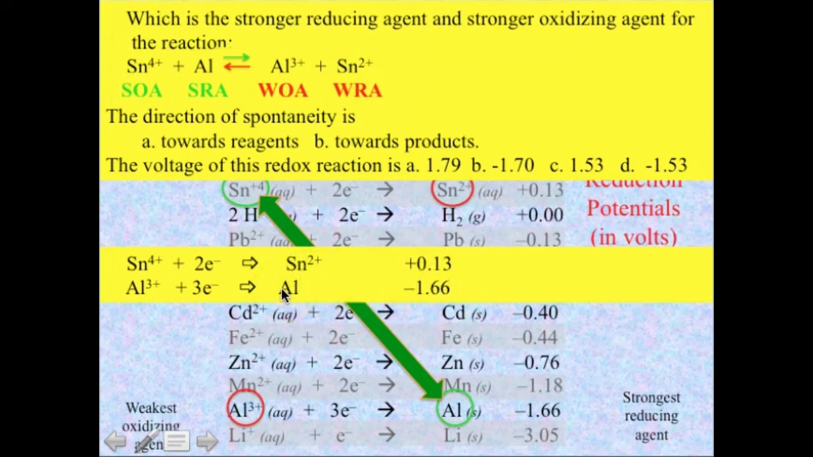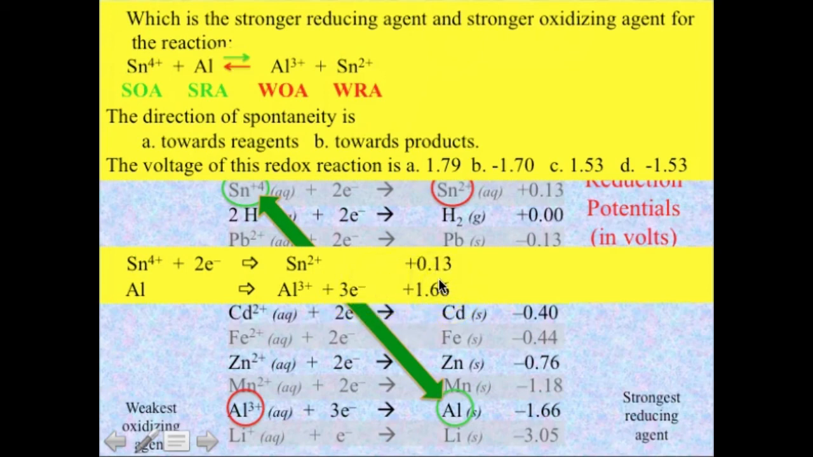Now, one of these has to get flipped into an oxidation. You can't have two reductions forming a reaction. One of these has to be flipped to an oxidation. And the one that's going to get flipped is the aluminum plus 3 aluminum half reaction, because the reaction will flow from the stronger reducing agent and stronger oxidizing agent to the weaker reducing agent and weaker oxidizing agent. So we're going to flip this bottom half reaction around, and when we do so, we change the sign of the reduction potential. It's now an oxidation. So what was before minus 1.66 is now plus 1.66 when we turn it into an oxidation.